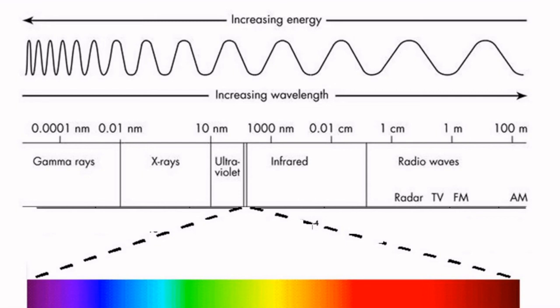All the electromagnetic waves are transverse in nature. Electromagnetic radiation travels with a certain speed. The speed of radiation is equal to the speed of light in vacuum. That is c equal to nu lambda.